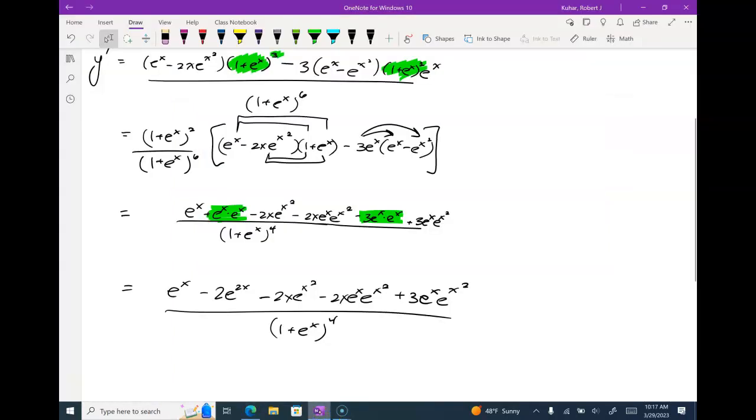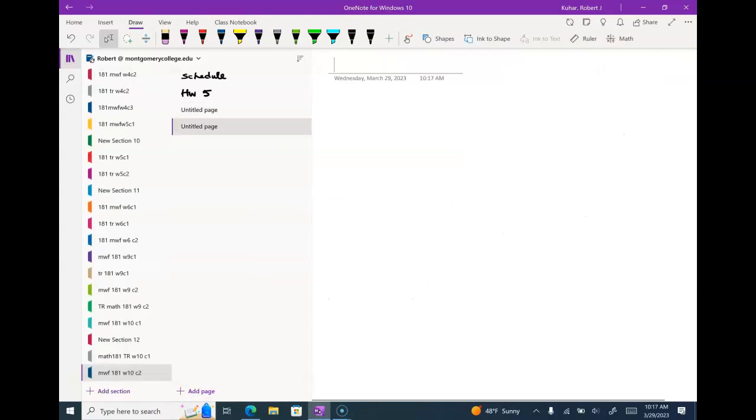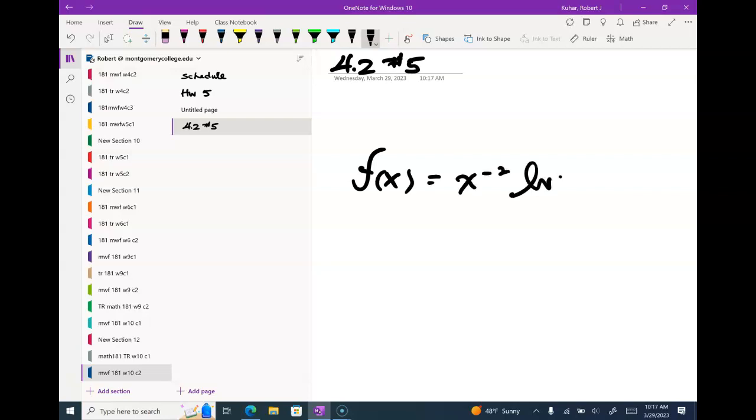I like this function a lot. You'll see it quite a bit in Calc 2, and that's what we're doing. We're trying to get you ready for Calc 2 here. 4.2, number 57. I've got the function x to the minus 2 ln of x on the closed interval from 1/2 to 4. Of course, I can rewrite this function as ln of x over x squared. It looks a little more doable to me.